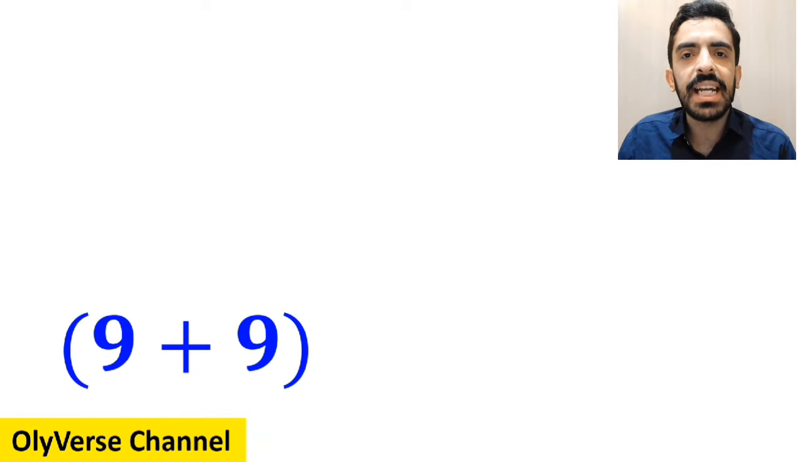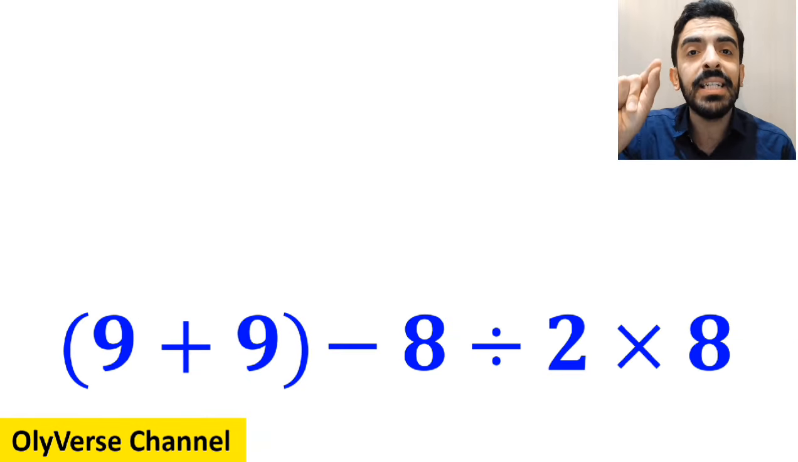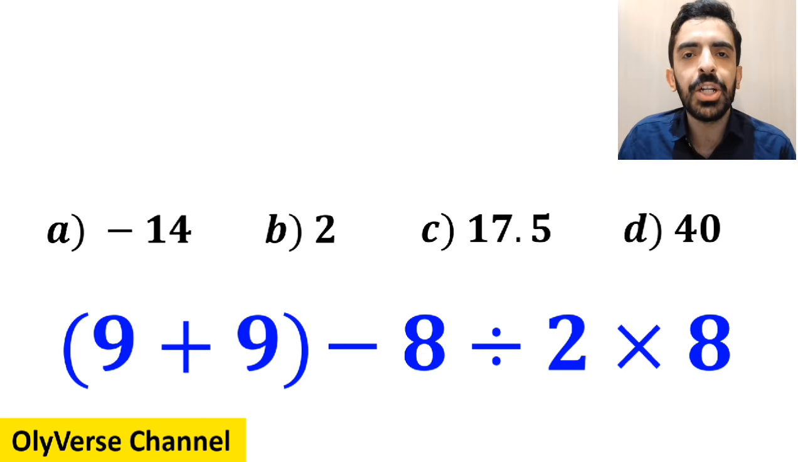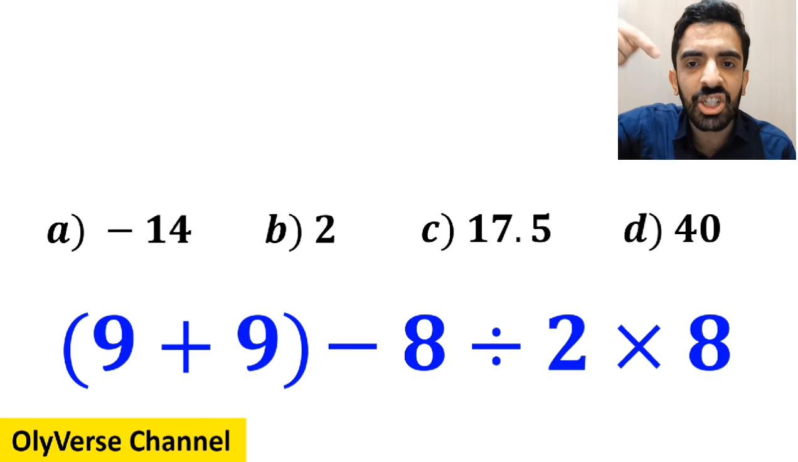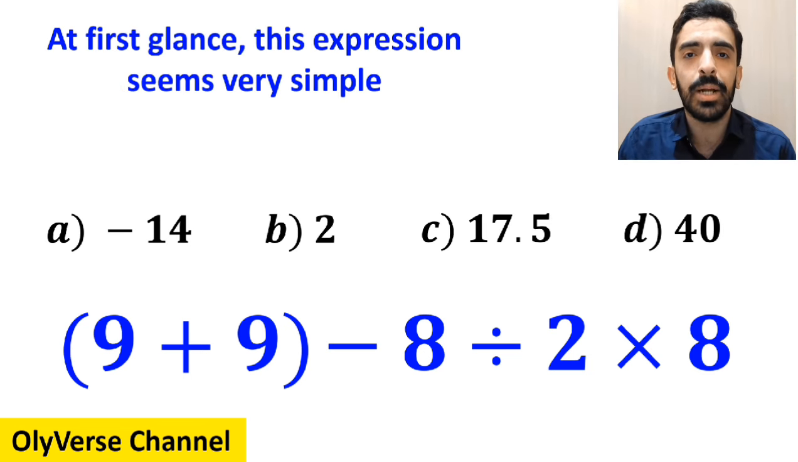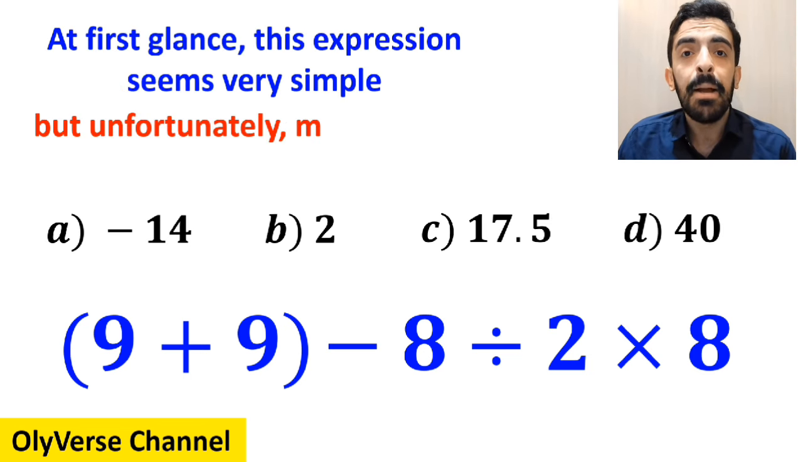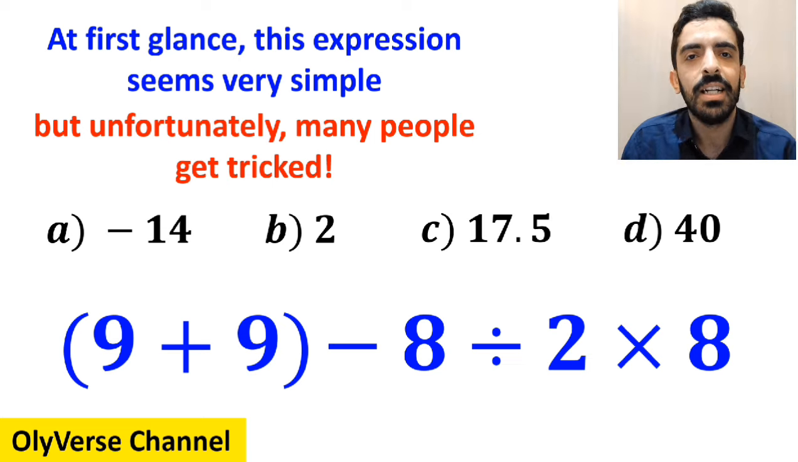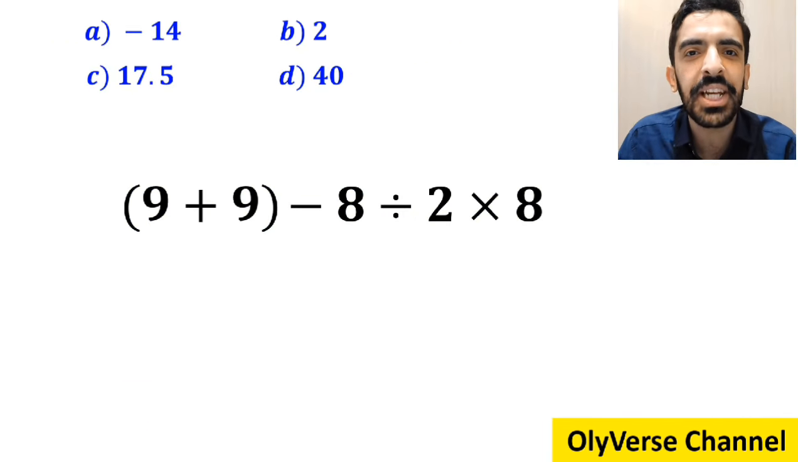What is the value of the expression (9 + 9) - 8 ÷ 2 × 8? Which option do you think is the correct answer to this question? At first glance, this expression seems very simple, but unfortunately, many people get tricked. Let's take a closer look and solve it together.